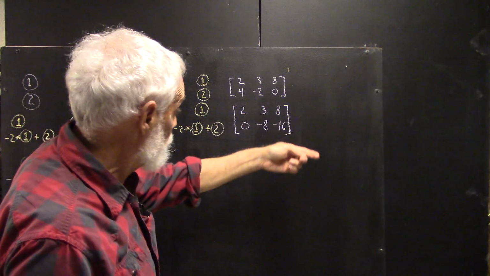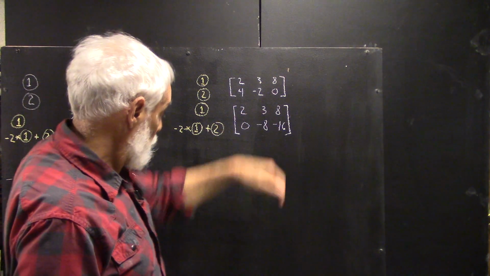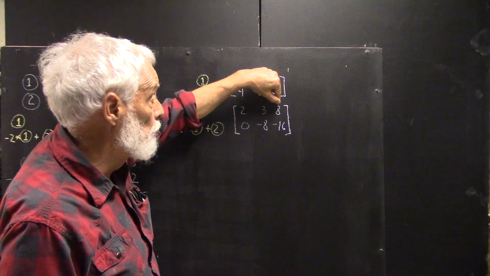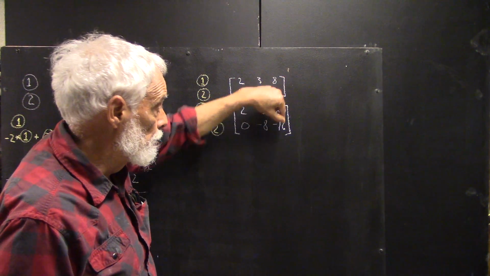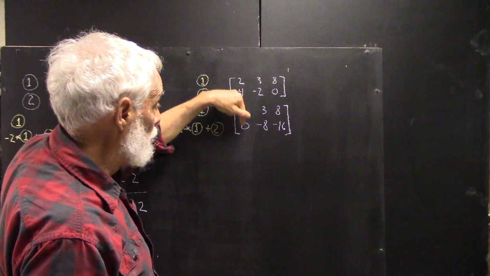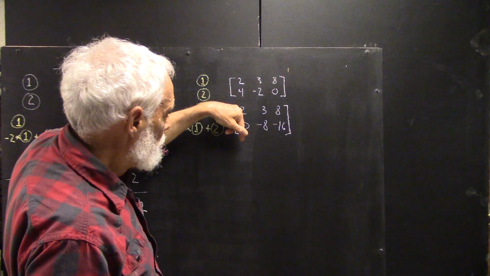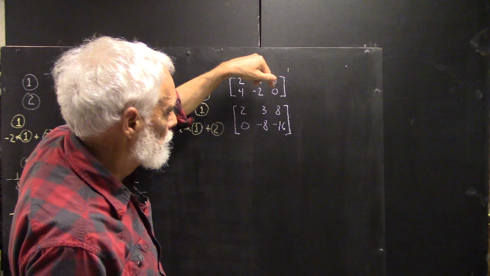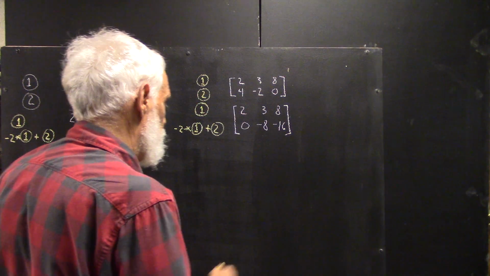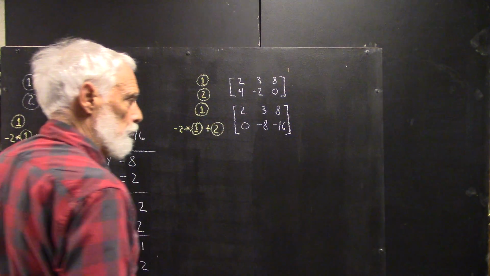Now, of course, this stands for an equation, but I'm not going to look at the equations anymore. The equations should be 2x plus 3y equals 8, and negative 8y equals negative 16. That's exactly what this means, because remember, each row is an equation, and the first number in the row is the coefficient of x, the second number is the coefficient of y, the third number is the number to the right of the equal sign.